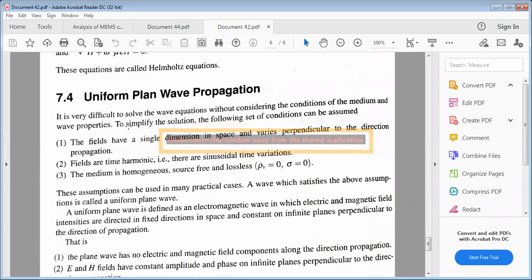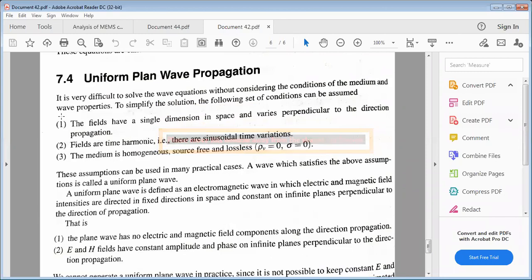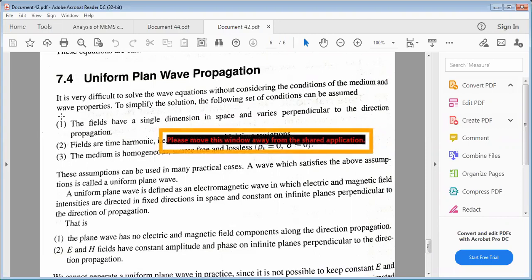See this figure? I mean, see this concept? That is a uniform plane wave propagation. See here, it is very difficult to solve the wave equations without considering the conditions of the medium and wave properties. Say yes or no?